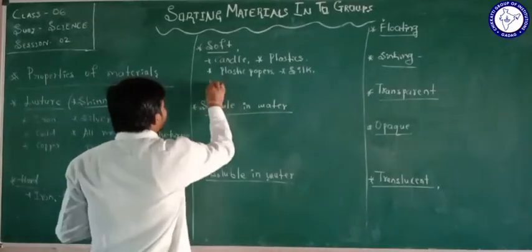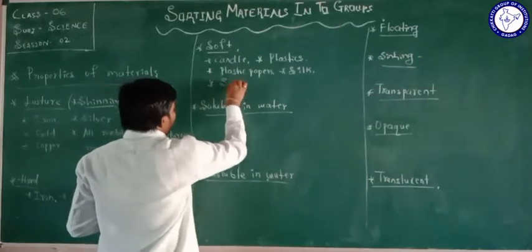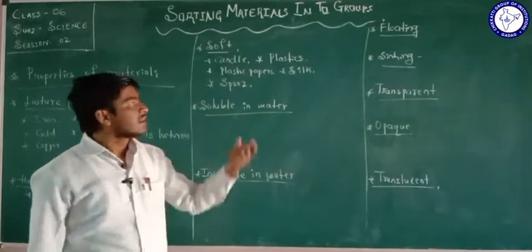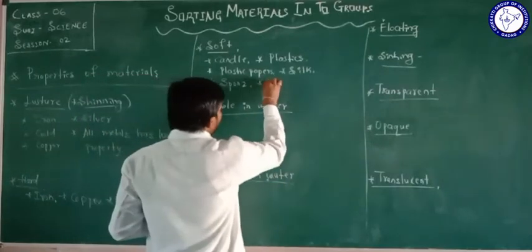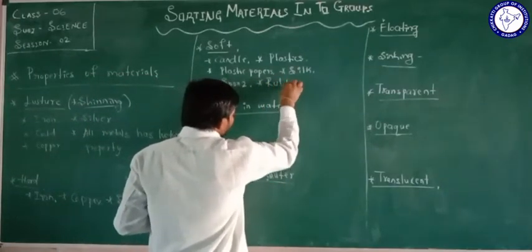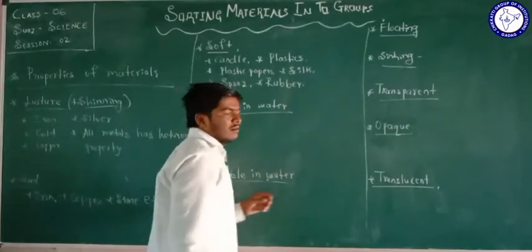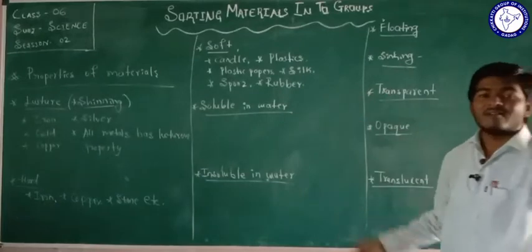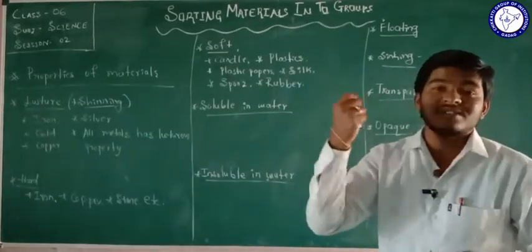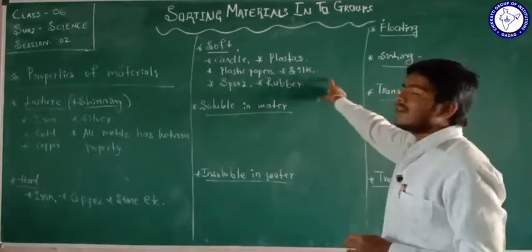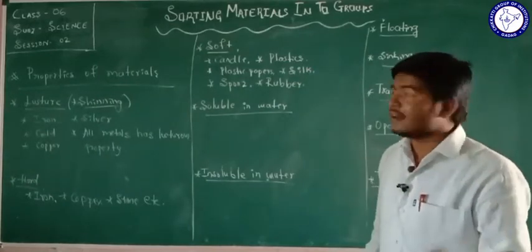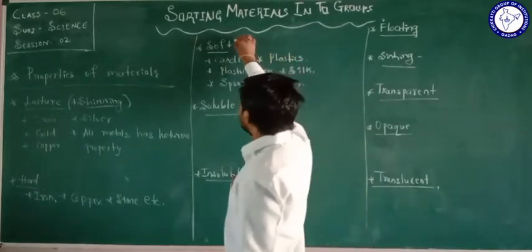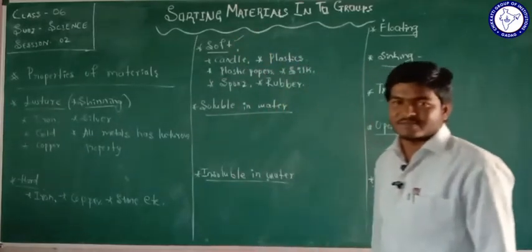And sponge, isn't it? And rubber, maybe a ball or anything. These are all the soft materials. They are very soft. We can scratch them by using our nail. Therefore, these are the soft materials. So what we did here, we are going to group the materials based on another property called softness, isn't it?